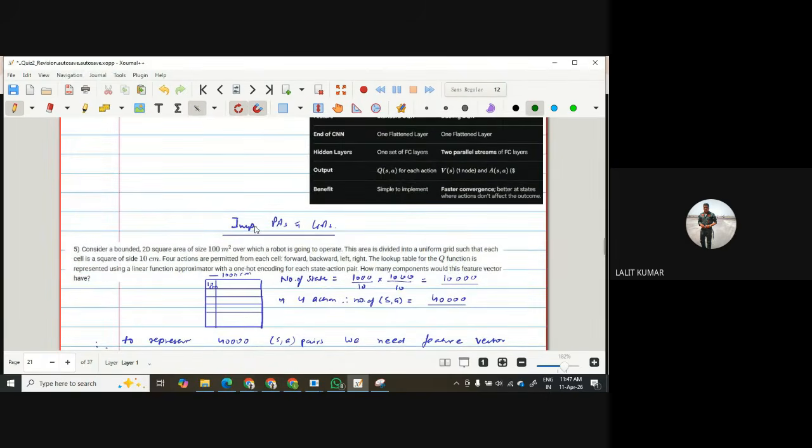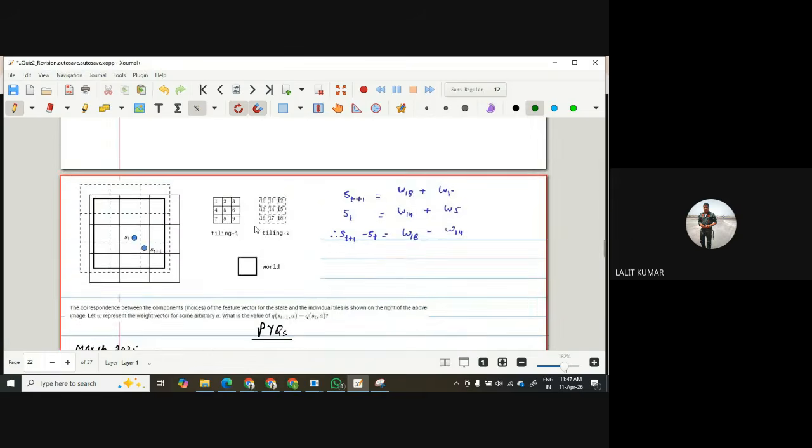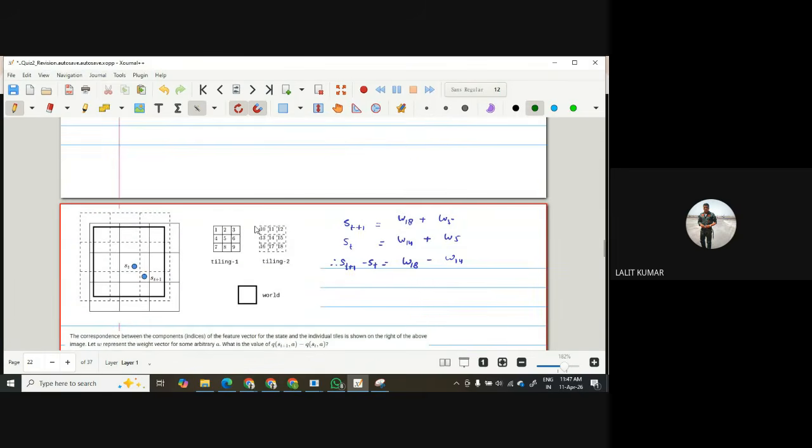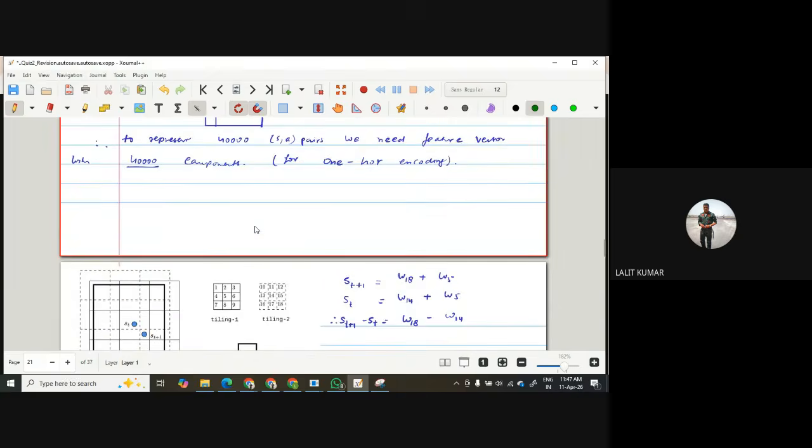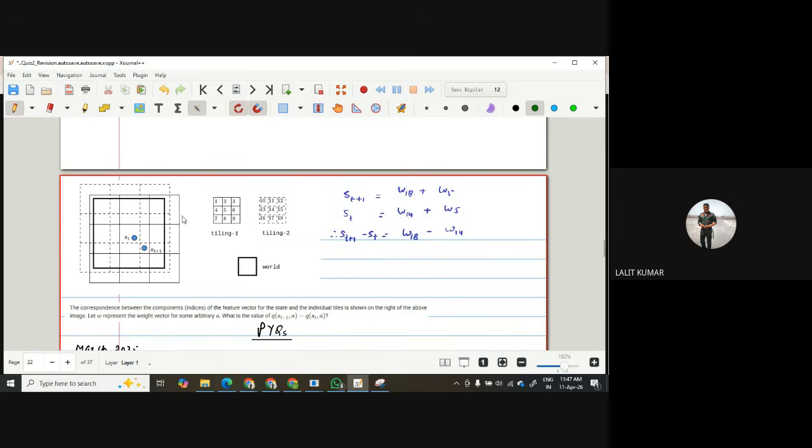Okay, so I will take that. There are very, very few questions in week 7. So this is a question on tiling and all that. Here there are two tiles. If you see tiling 1 and tiling 2, they had asked in the question what is S_{t+1} minus S_t.